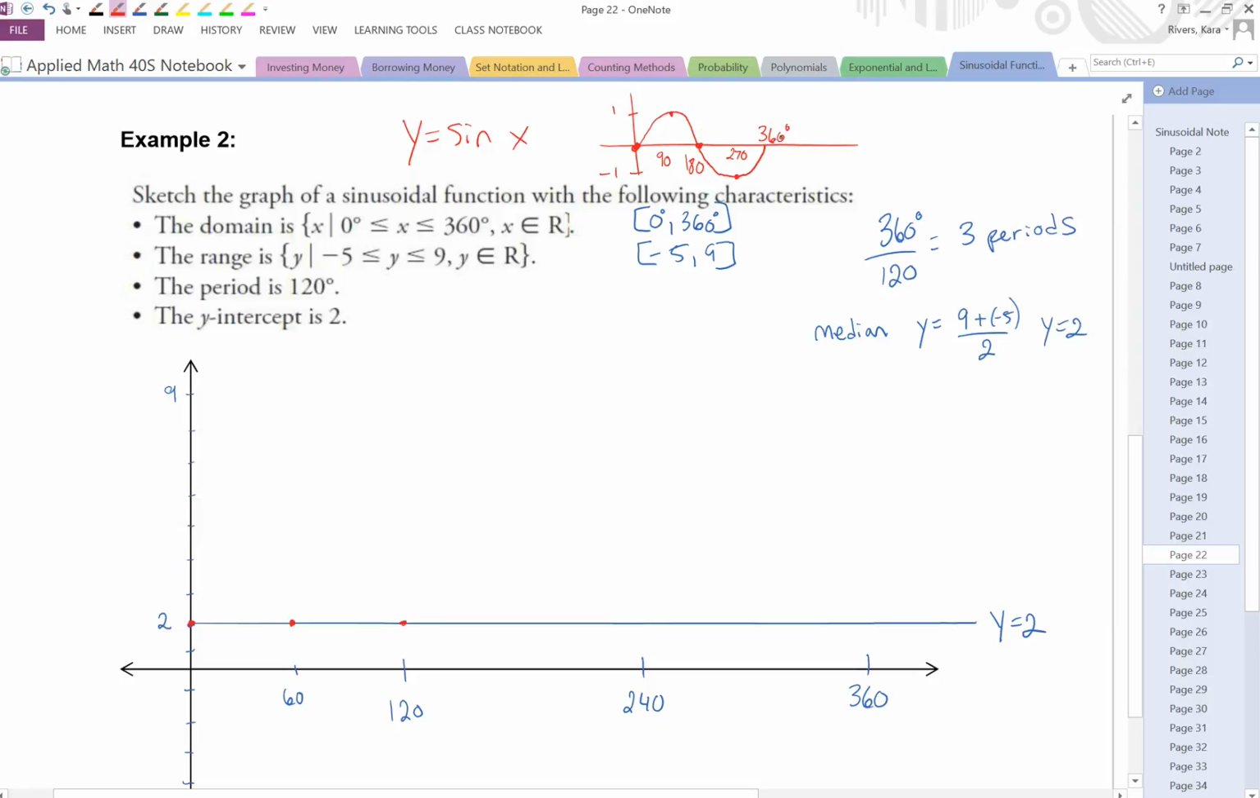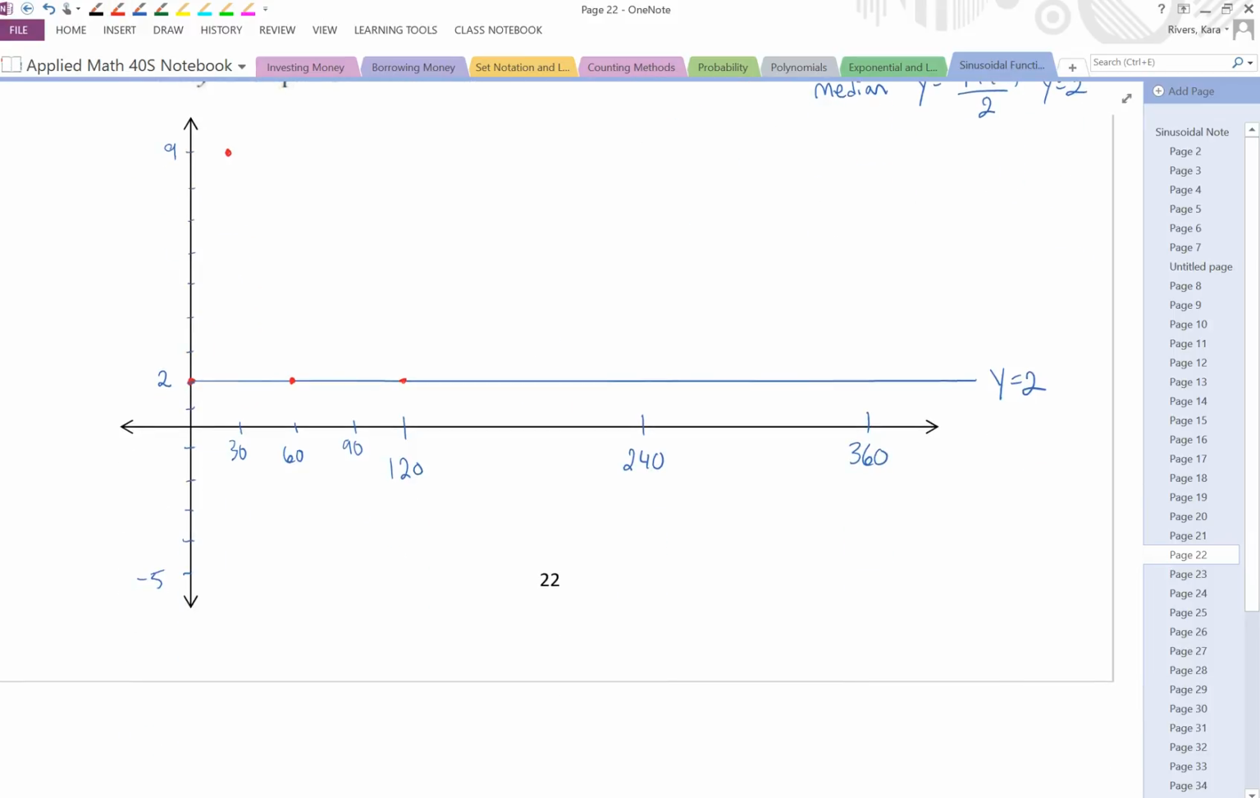Now in between, you've got your maximums and your minimums. Halfway between 0 and 60 is 30, and between 60 and 120 is 90. So we've got our maximum at (30, 9) and our minimum at (90, -5). If we draw a smooth curve through this, we can see our sinusoidal function appearing. That's one full cycle. You're going to draw this again for 240, so another full cycle between 120 and 240, and then another full cycle between 240 and 360.